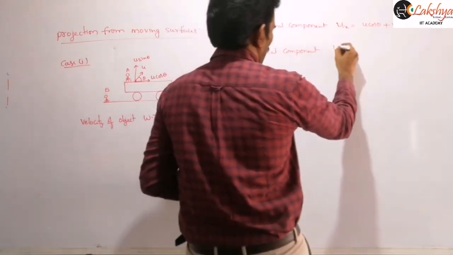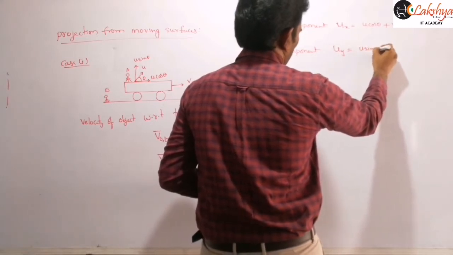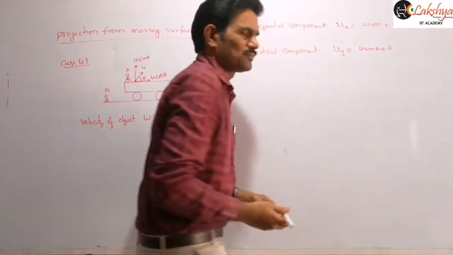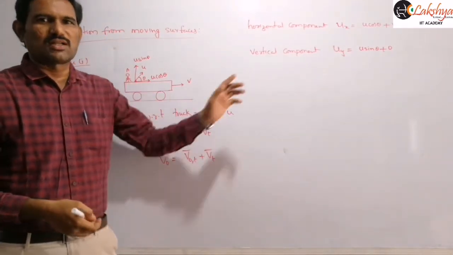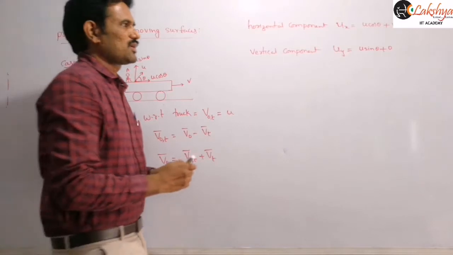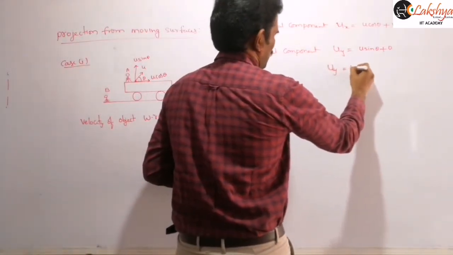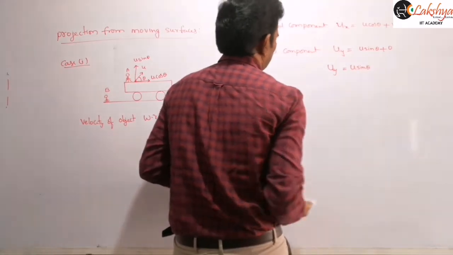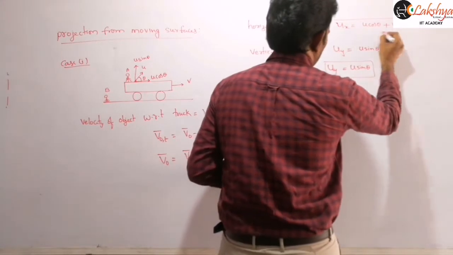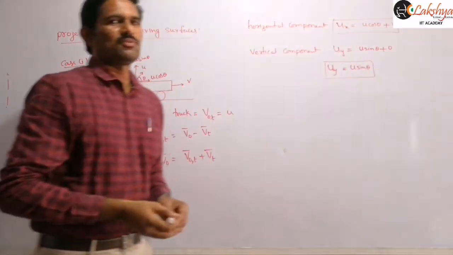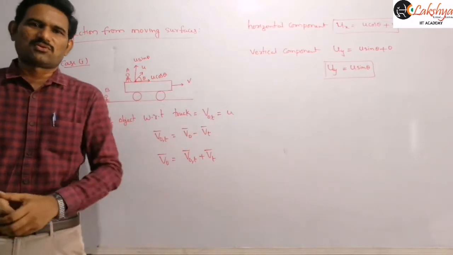So the vertical component u_y is equal to u sin theta plus 0, because the truck does not have any vertical component. The truck is traveling only in the horizontal direction, so the vertical component will be u sin theta only. Now these are the horizontal and vertical components, which are important for this type of problem. If you are able to write these horizontal and vertical components, you can solve the problem easily.